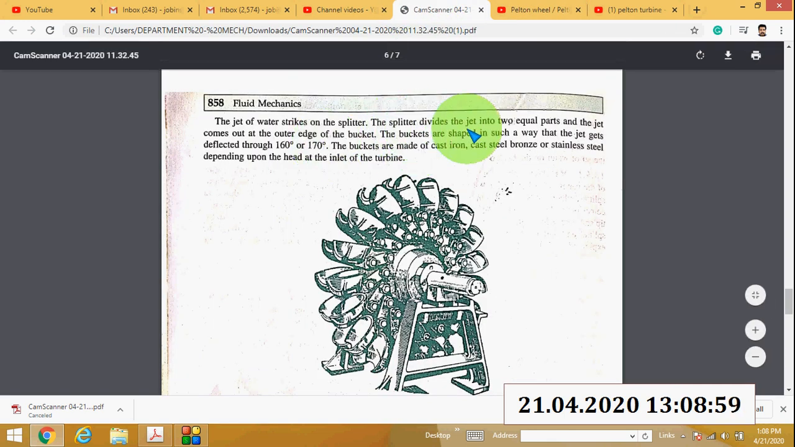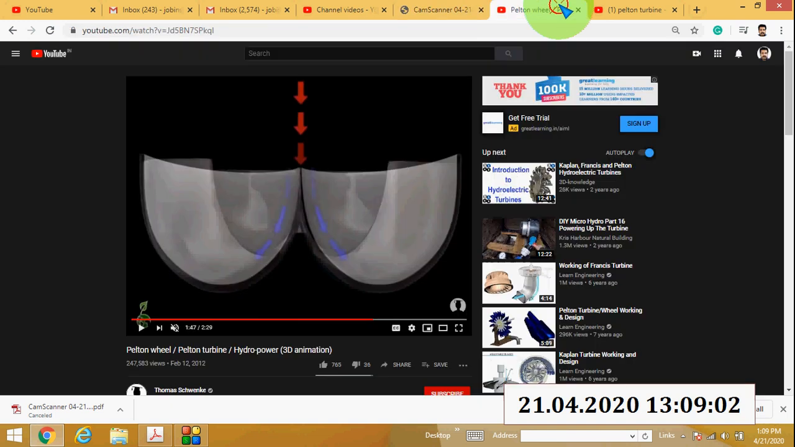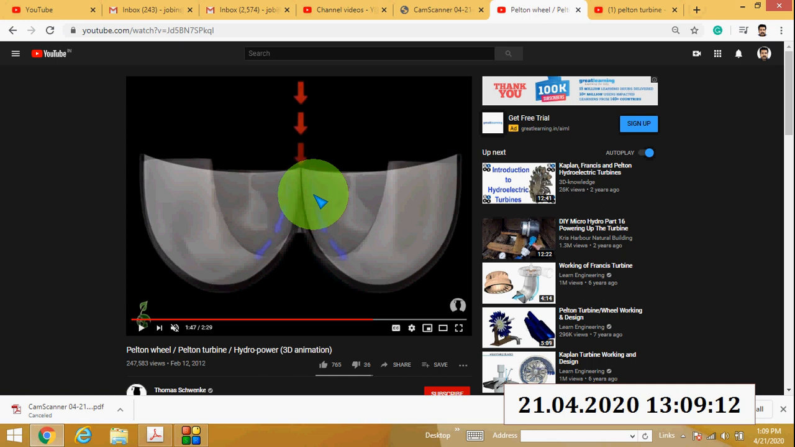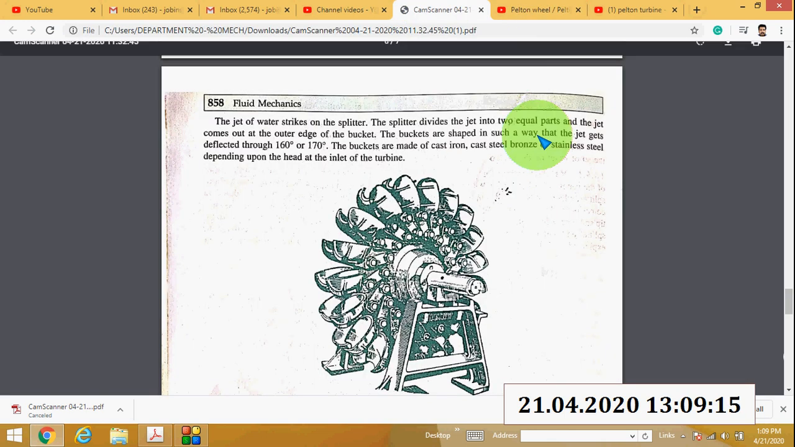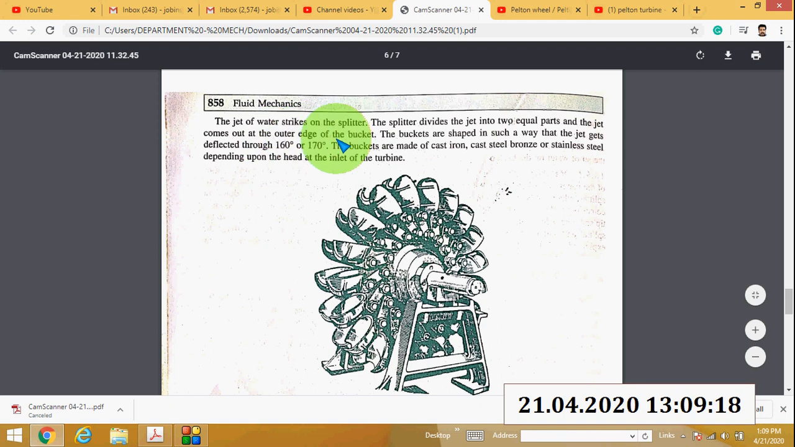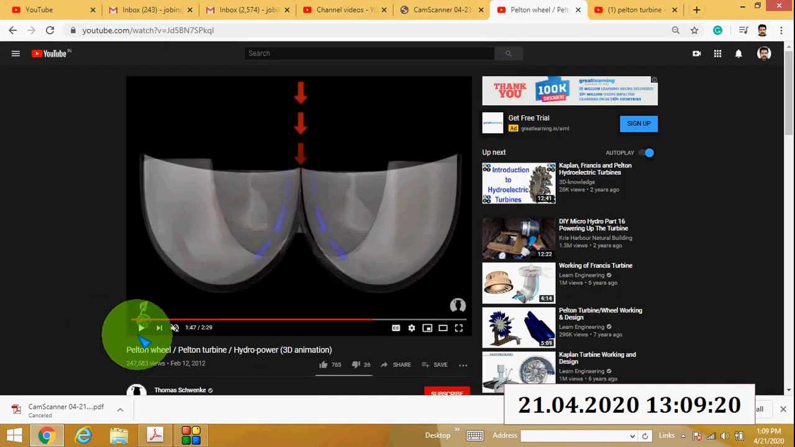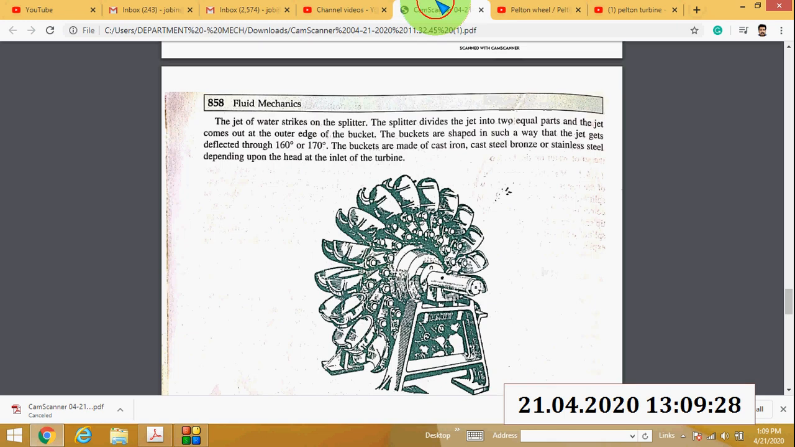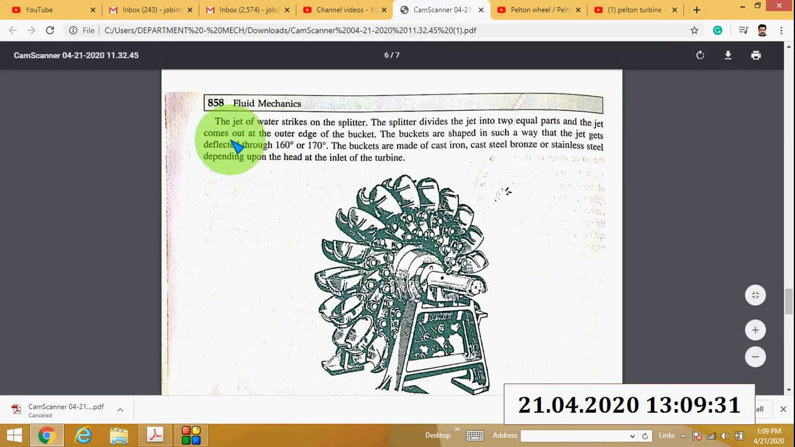Then the splitter divides the jet into two equal parts. As shown in the video, the red is the incoming jet, and the splitter divides it into two equal parts, and the jet comes out at the outer edge of the bucket. So this is the hitting of water on the bucket.